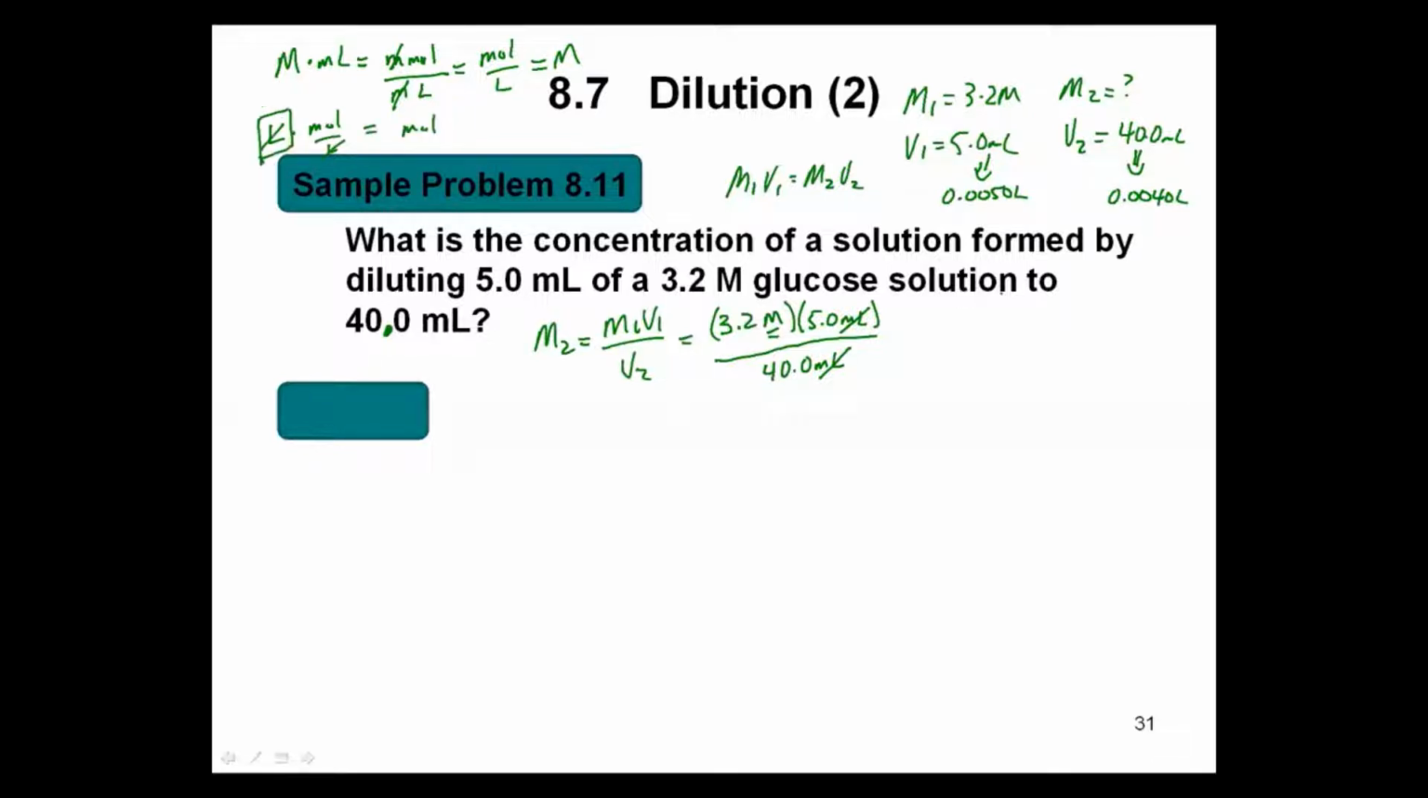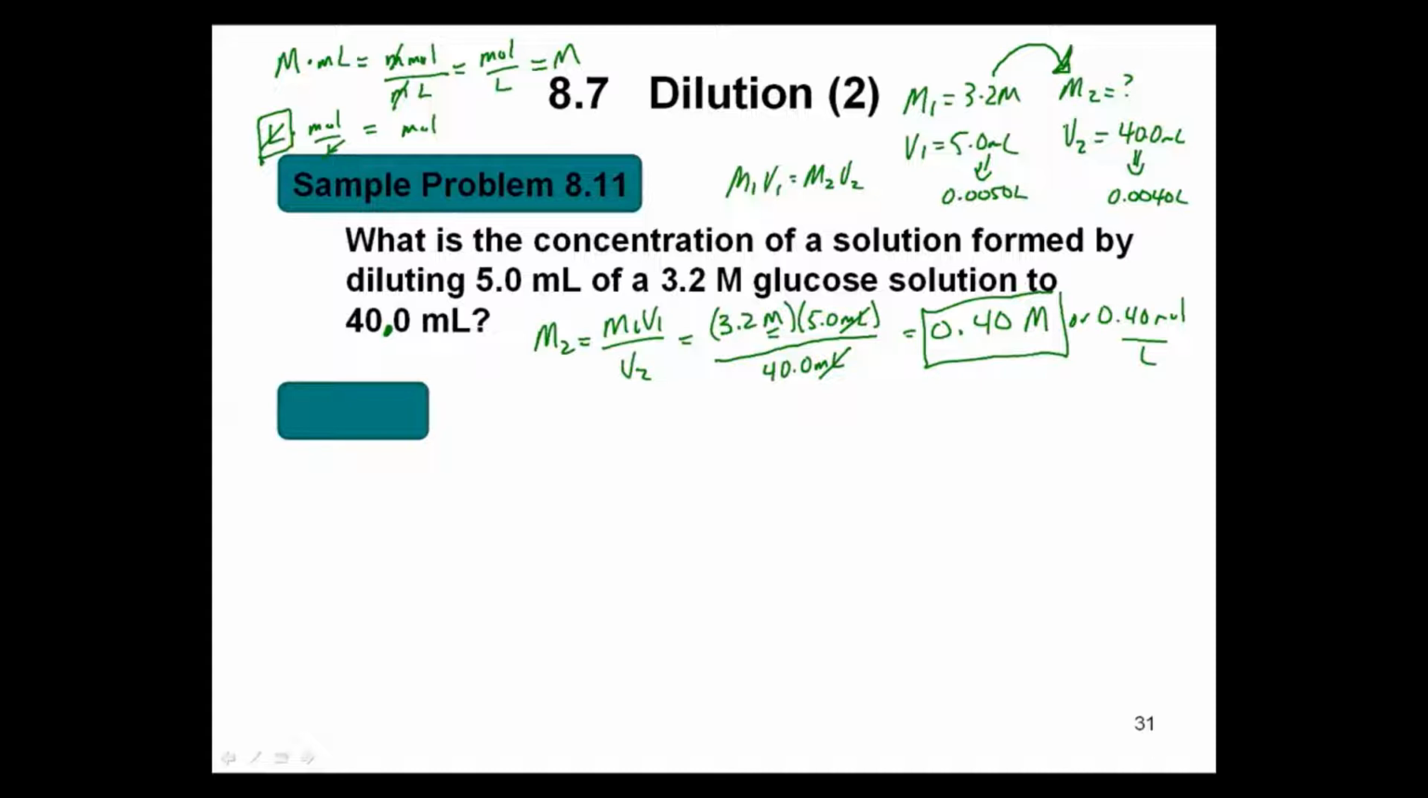Okay. So if you do all that, we will get 0.4. And again, you can leave it as big M, or if you wanted to, you could do it as moles per liter. Either way is perfectly fine. What we do see here is we added more volume. So our molarity, as we went this way, decreased. It went from 3.2 molar to 0.4 molar, and obviously the molarity went down.